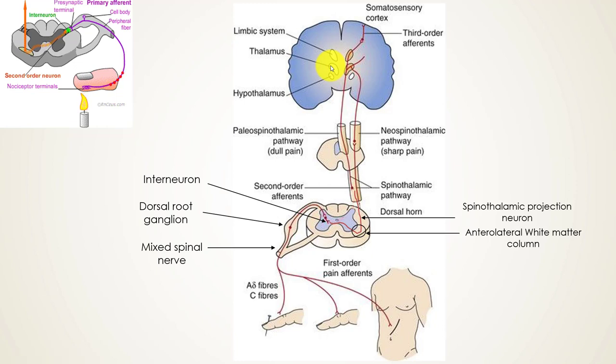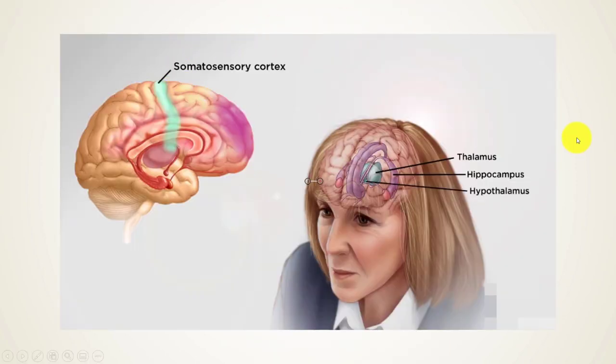Now let me explain what primary neurons, secondary neurons, and tertiary neurons are. The neurons that carry the electrical impulses from the site of damage to your spinal cord are called primary neurons. So these are called primary afferent nociceptive neurons. Whereas the neurons that carry these impulses from the spinal cord to the thalamus are called secondary neurons, like spinothalamic projection neurons. And the neurons that carry impulses from the thalamus to the primary somatosensory cortex, the hippocampus, and the hypothalamus are called tertiary neurons.